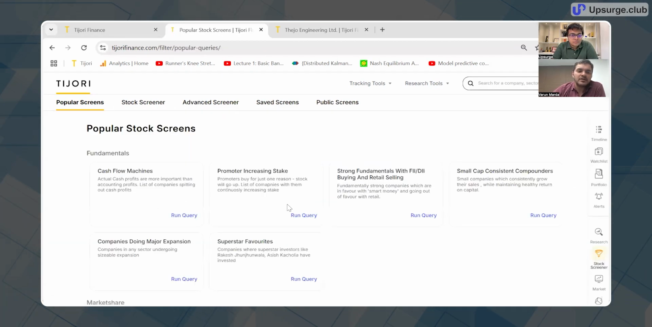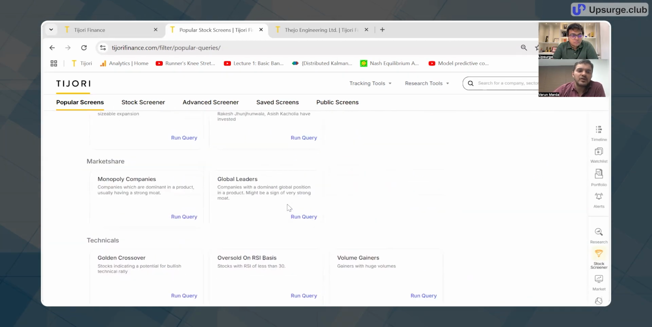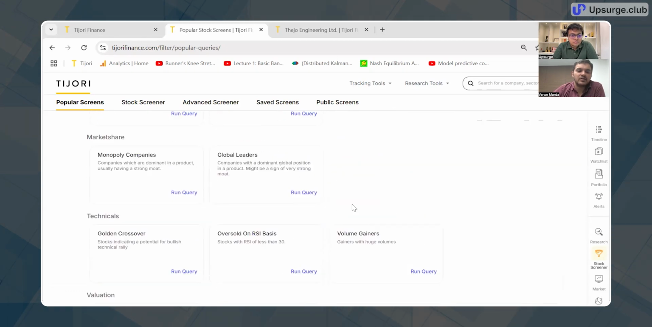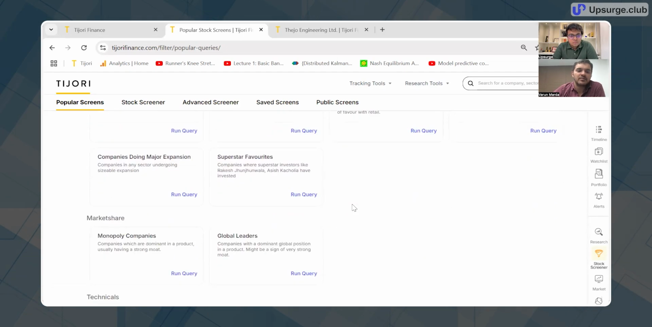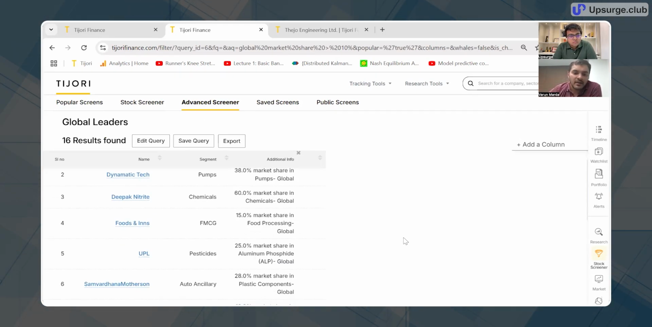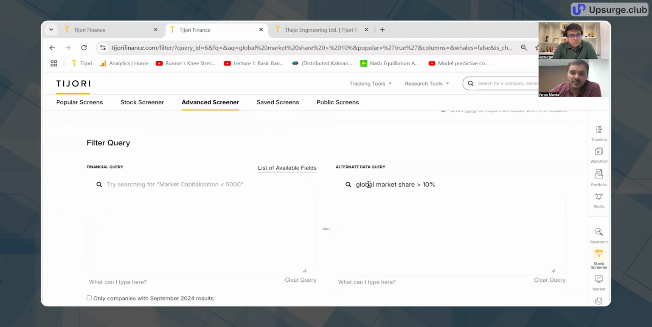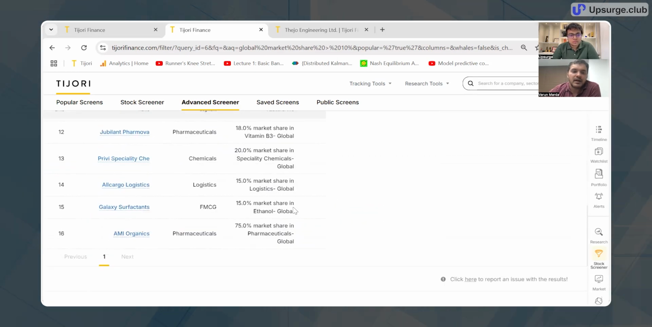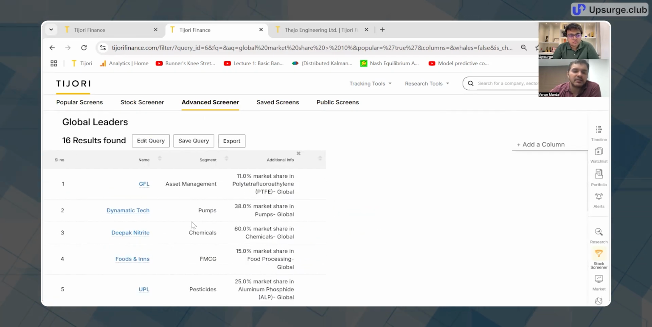Right. Another way you can research is, like I said, we focus on unstructured data. Like, you can look for companies, for example, which are global leaders. On many platforms you can type, market cap greater than 100 and ROE greater than this and ROC greater than that, and you'll get companies. But what we let you type is, for example, tell me companies with global market share more than 10%. And these are like 16 companies.